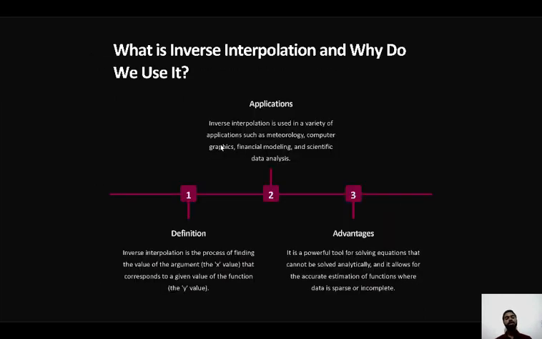What is inverse interpolation and why do we use it? This is a major question. We know the method, but we don't know where to use it. So let's answer this question. Applications. First, the definition: inverse interpolation is the process of finding the value of the argument, the value of x, that corresponds to the given value of the function, which is y. Here we know the y value, and with the help of the y value we find the x value.